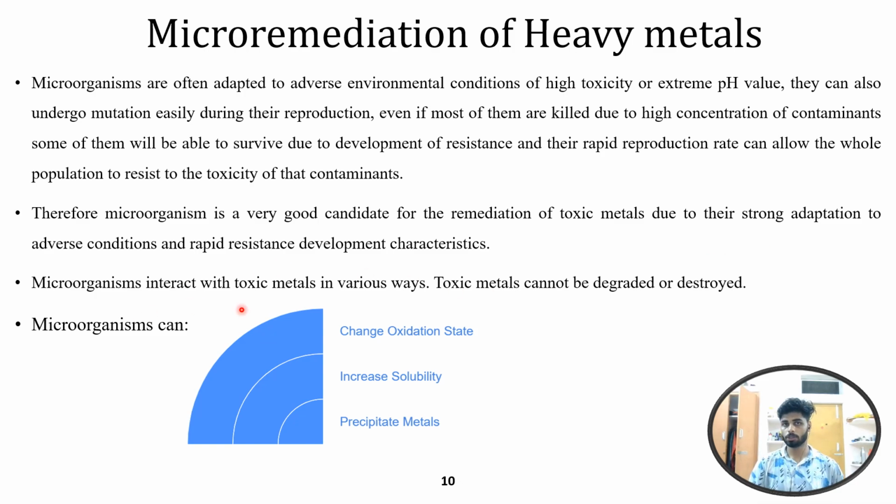Microorganisms can interact with such heavy metals in various ways. The thing is that heavy metals cannot be degraded or destroyed completely, but microorganisms can interact with them, change their oxidation state, increase their solubility, and precipitate these metals using various methods. We can effectively remove these heavy metals from the contaminated environment using microorganisms.